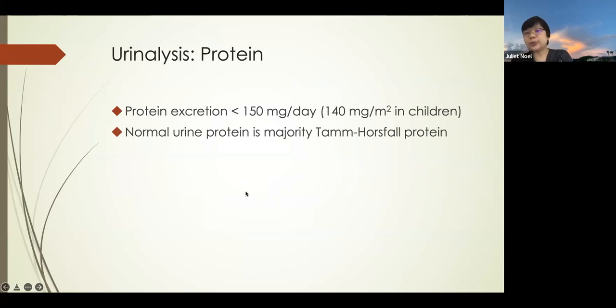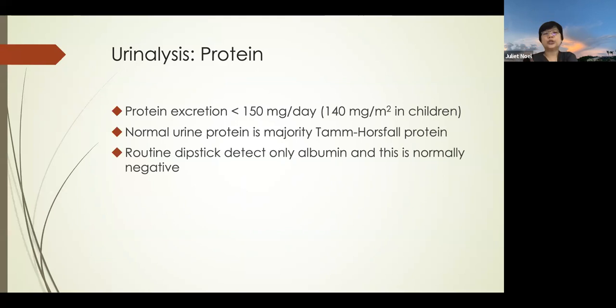The normal urine protein that you see, the majority is Tamm-Horsfall protein. Albumin, usually you don't see that. That's a big protein. So routine dipstick only measures albumin, and this should usually be negative, because once you have albuminuria, that is abnormal.